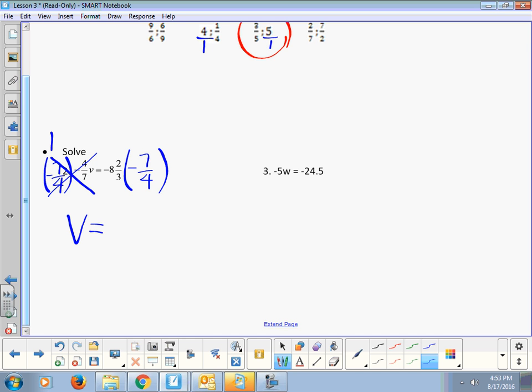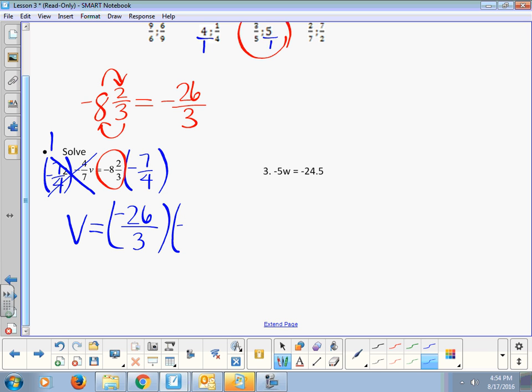On the right hand side, before we multiply -7/4, we want to change -8 2/3 to an improper fraction. We know that it's negative, so we multiply our denominator and whole number. 8 times 3 is 24. Add in the numerator to get 26, and you keep it over the same denominator. So we have -26/3 times -7/4.